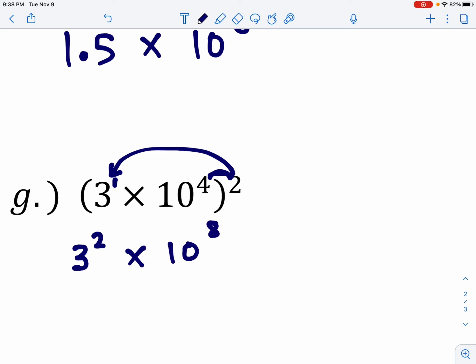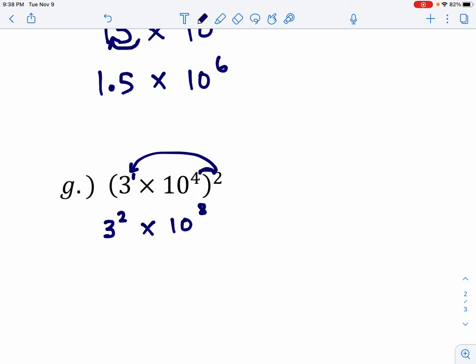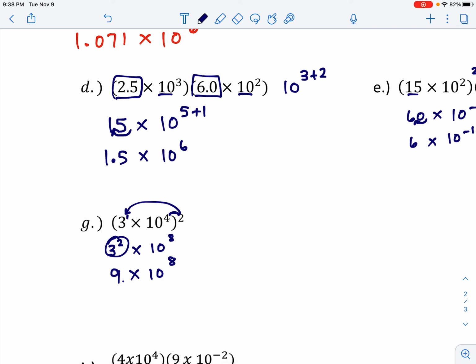Now we're going to have to evaluate 3 squared. So that is going to be 9 times 10 to the 8th power. 9 is already in scientific notation because if we put our decimal point there, it fits with what we need it to be. And 10 to the 8th is good, so we just leave it like that. 9 times 10 to the 8th power.